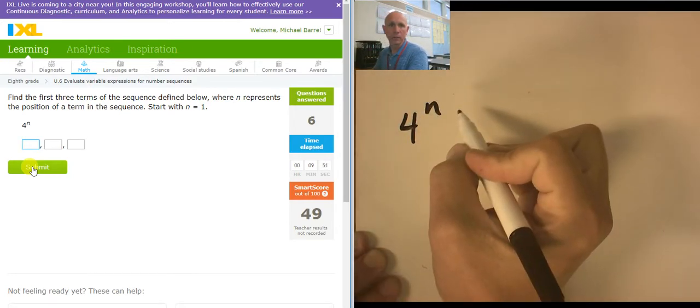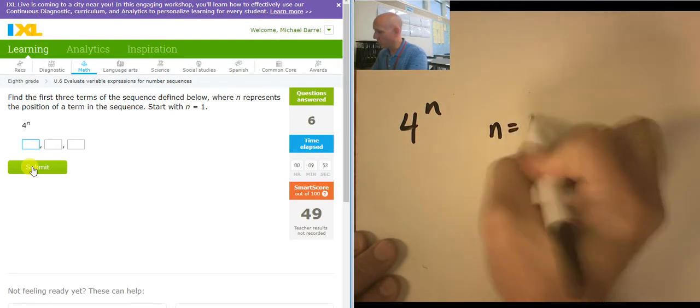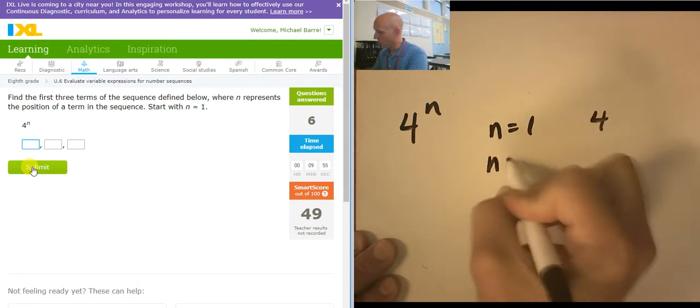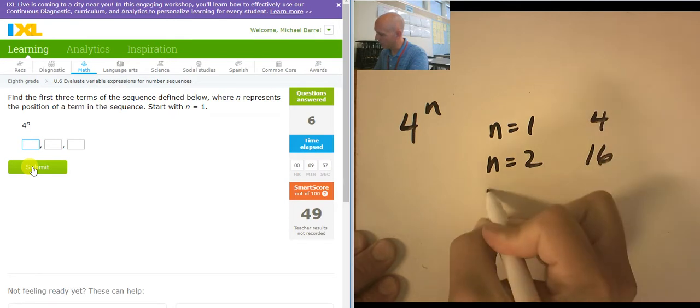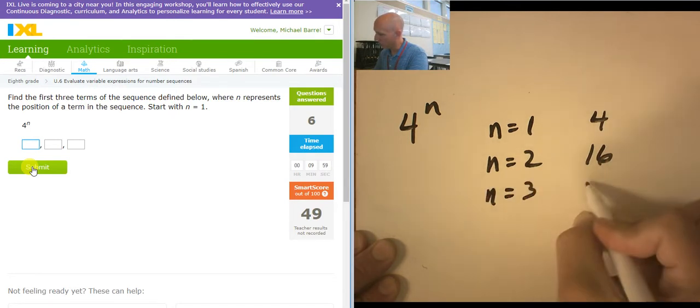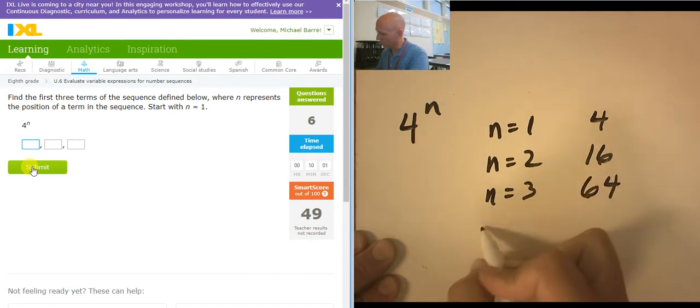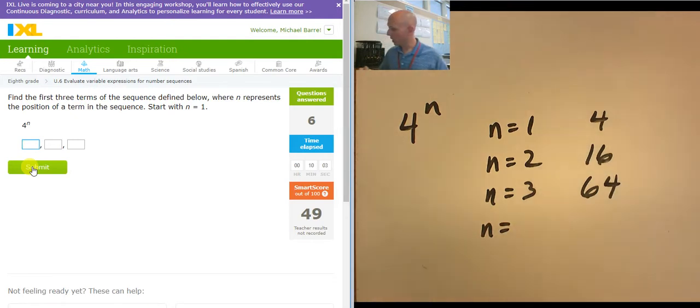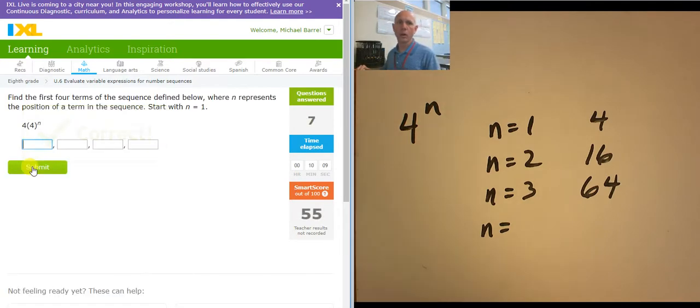4 to the n, and I'm starting with n equals 1. 4 to the first is 4. 4 to the second is 16. 4 to the third is 64. That's all the farther I have to go. So 4, 16, 64. You are correct.